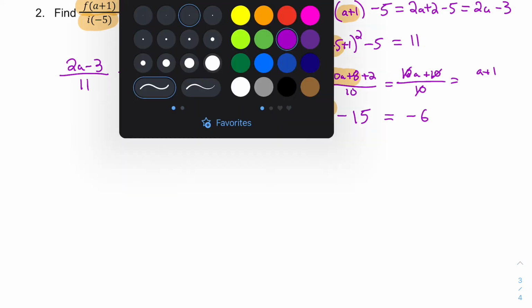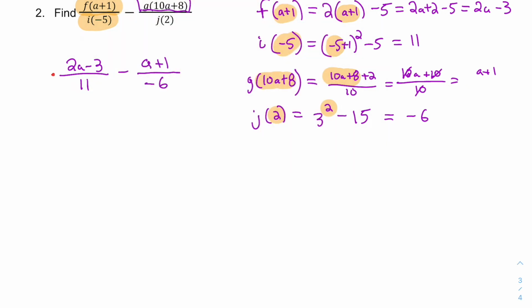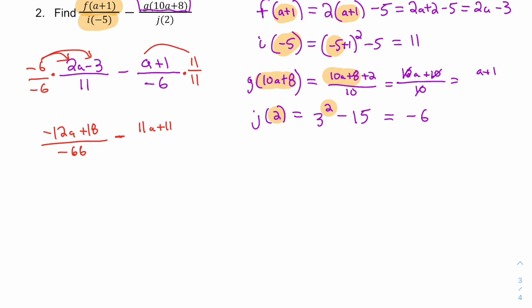I want to try to combine this into a single fraction. So I'm going to multiply this by negative 6 over negative 6, and this by 11 over 11. And so on my numerator, I end up with negative 12a plus 18 over negative 66 minus 11a plus 11, distributing to all parts, over negative 66. Okay, if I do this subtraction and combine this all, I get negative 12a plus 18 minus 11a plus 11 all over negative 66.